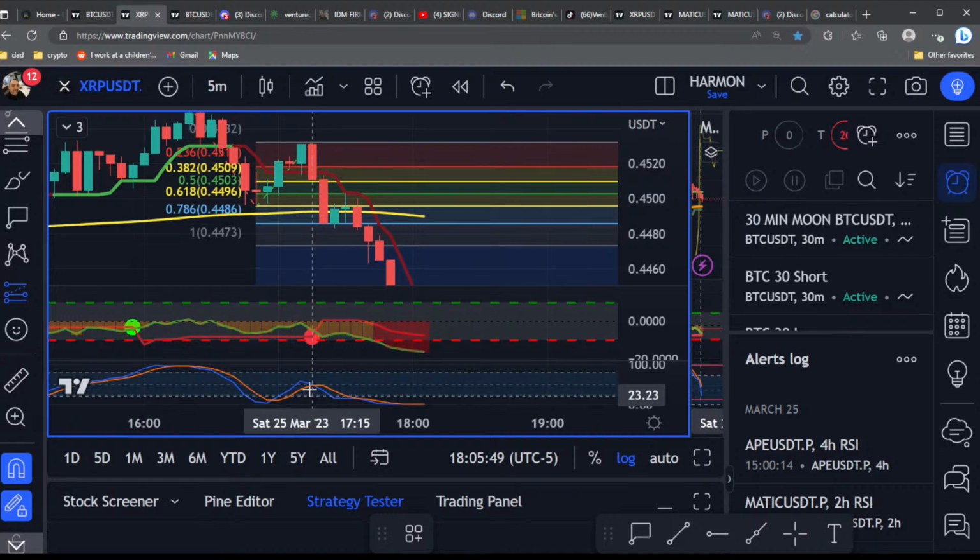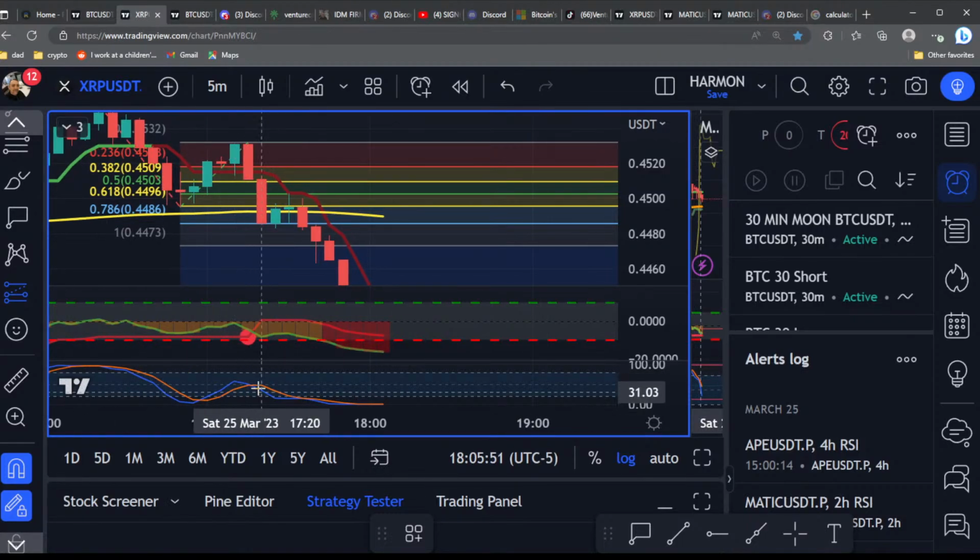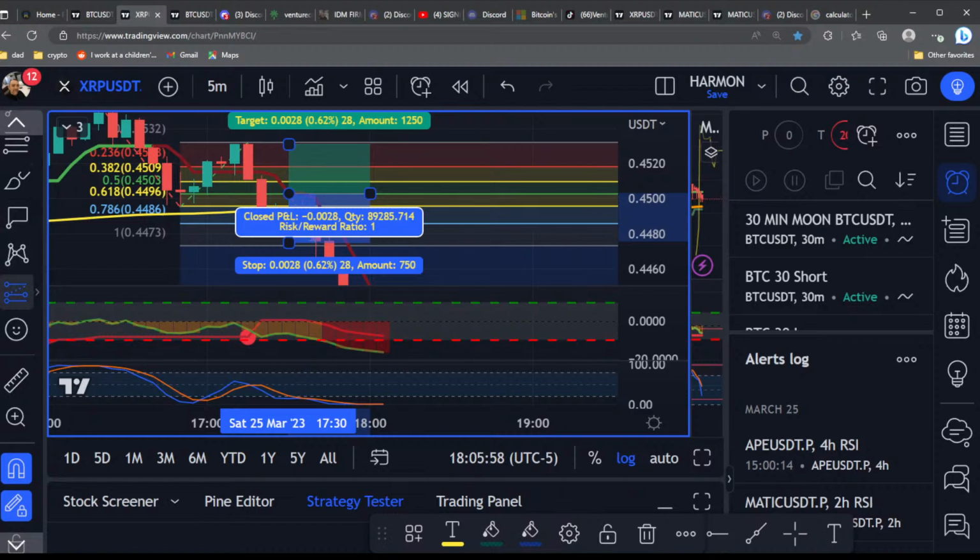And the RSI broke down. Look, see the RSI right here? See how it broke down right there? There's your entry. So let's say you're terrible at trading and you get in here, right?